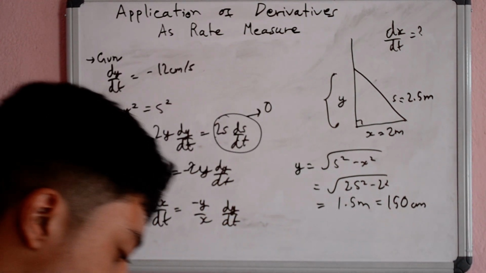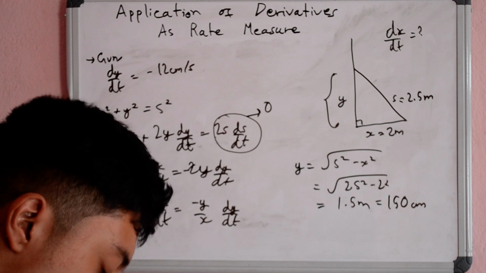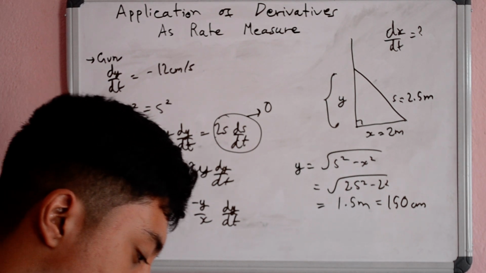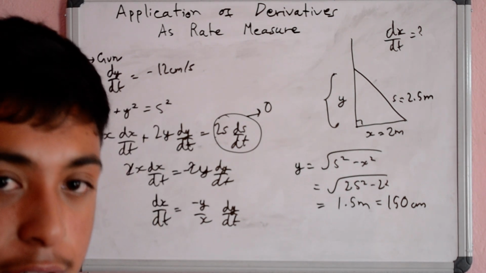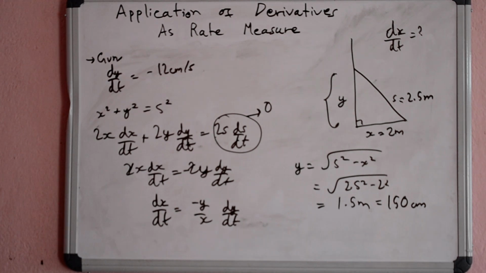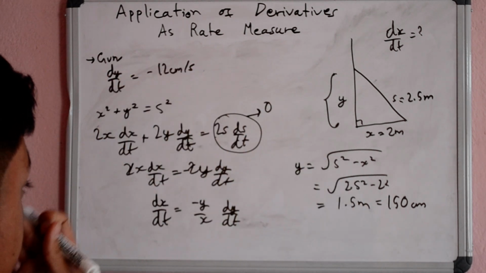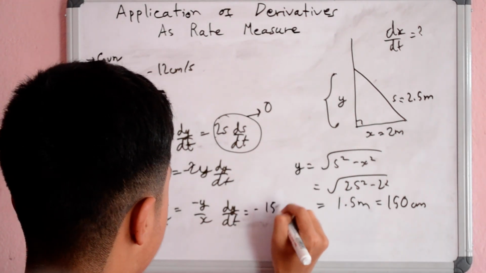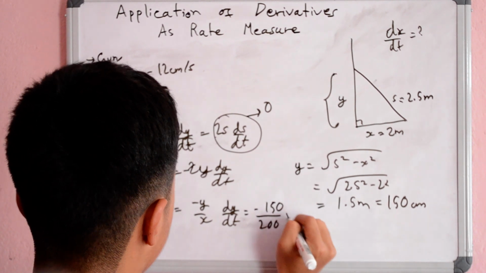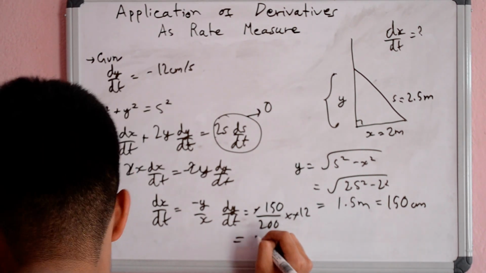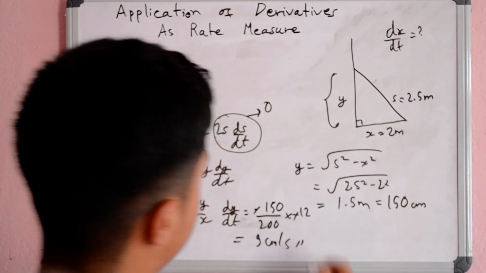Now, you might say, why in the previous question we didn't change the 36 kilometer per hour? Well, because you can change it back from meter per hour into kilometer per hour at the last part. So here it is 150 centimeter. So this becomes minus 150 by 200 into minus 12, minus times minus. This all becomes 9 centimeter per second. This is the required answer.